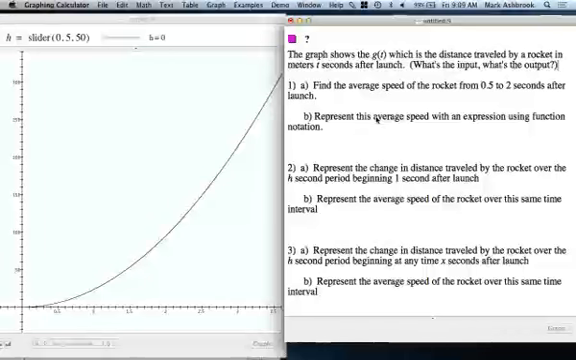Mickey Cox. Tell me about the input and output of this function. Output is what? Okay, she said input is time in seconds, and output is the distance of the rocket, which is right. Which makes sense because here's 1, 2, 3 seconds, and then in meters, 50, 100, 150, right? Rockets go fast. Okay, so what about the average speed of the rocket from 0.5 to 2 seconds?